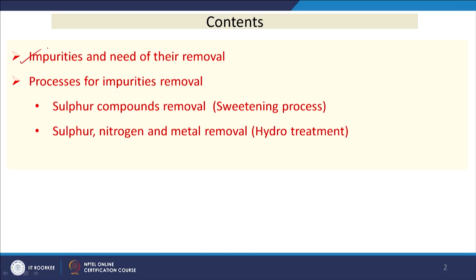In this class, we will discuss basically impurities removal: the impurities and the need for their removal, then processes for impurities removal, like sulphur compounds removal, and then sulphur, nitrogen and metal removal. Sulphur can be removed by the sweetening process, and sulphur, nitrogen and metal can all be removed by hydrotreatment, and we will discuss this topic further.